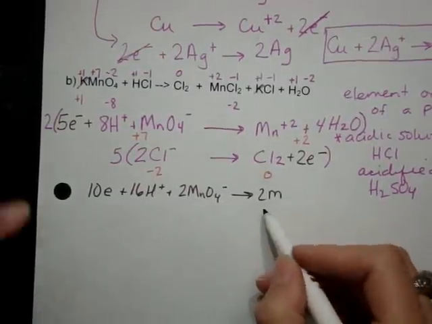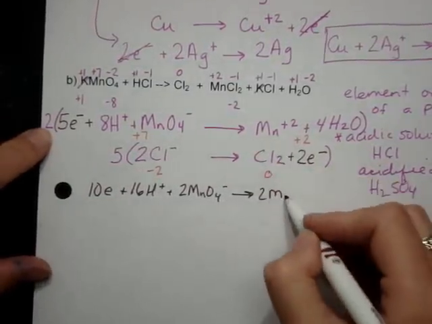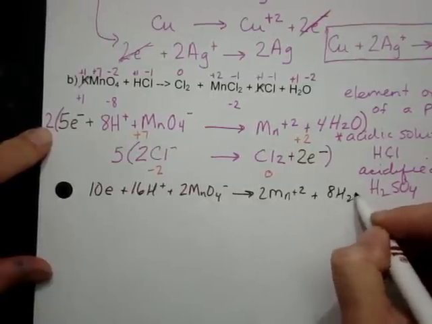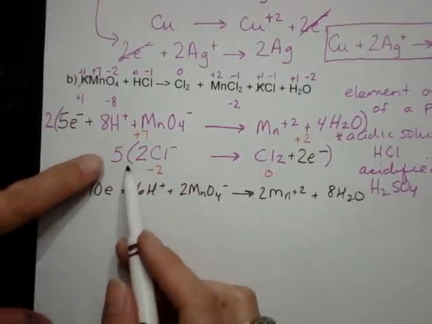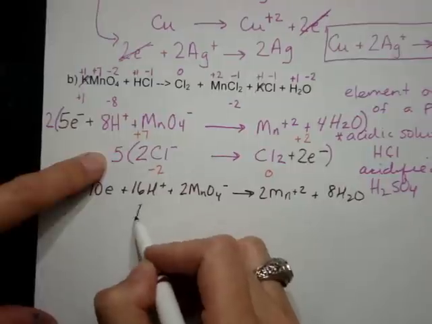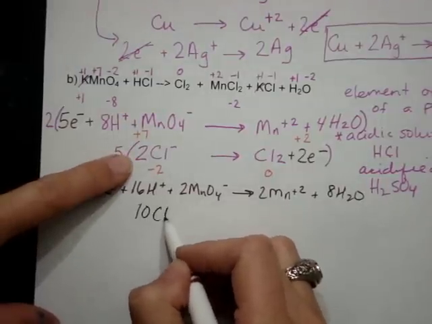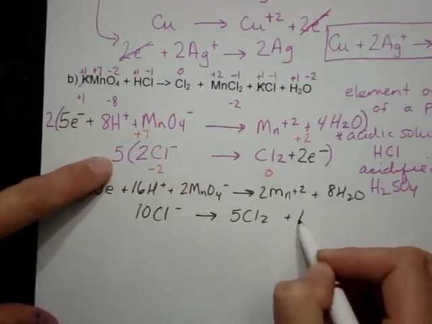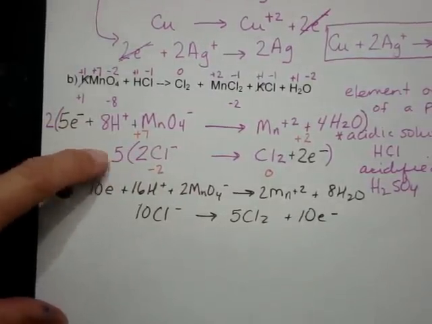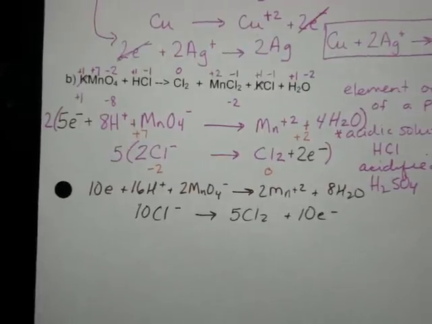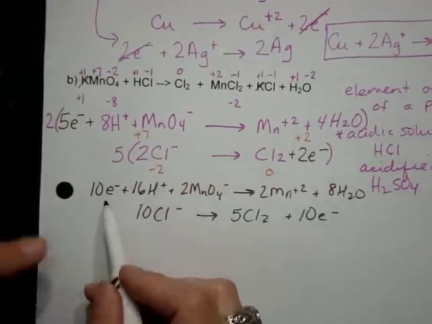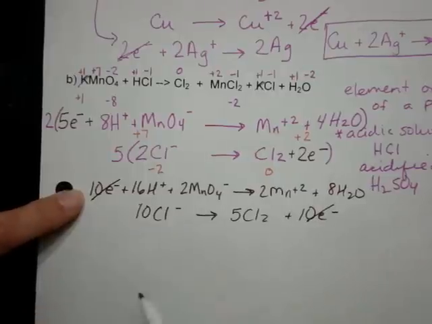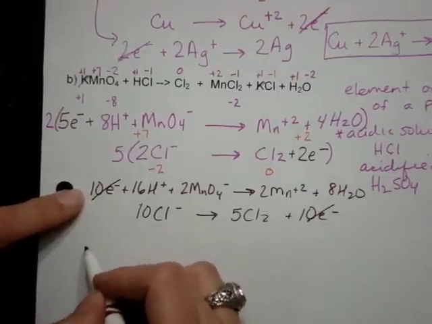We're continuing on. So we're multiplying 2 permanganate, 8 water, and then down here we have 2 times 5 is 10 chloride, 5 Cl2, and 10 electrons. Now we can see we have 10 electrons on both sides, so we can cancel those, and then we can combine this back into our single equation.